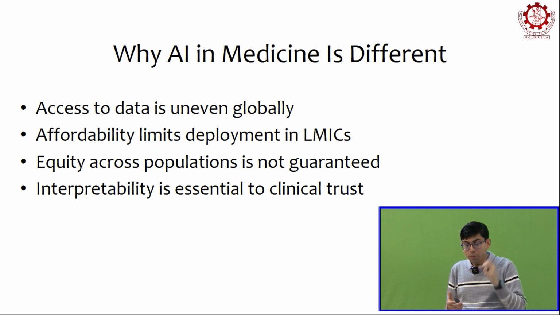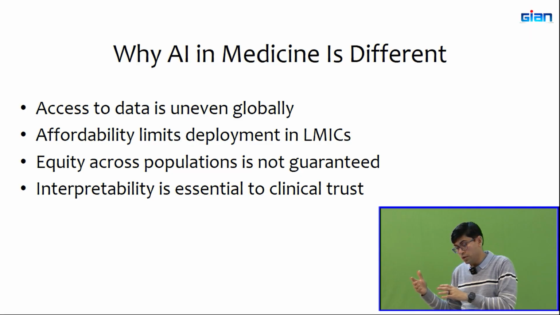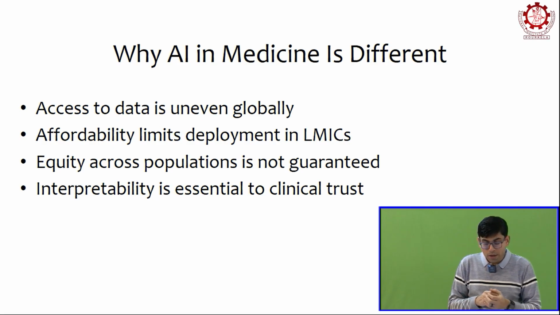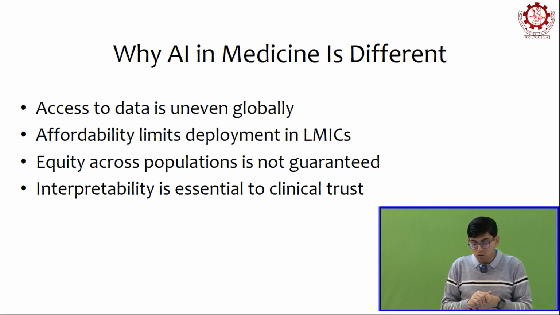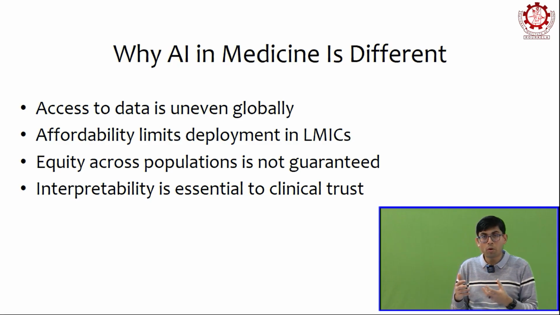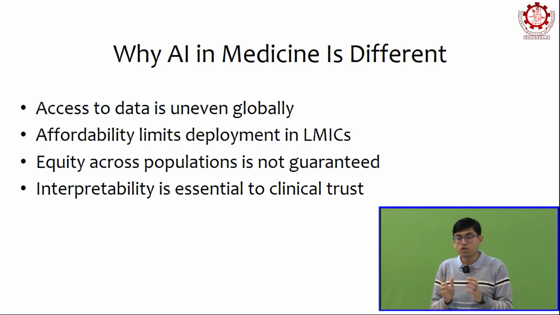Affordability limits deployment in low and middle income countries. So there are a lot of grants, at least in the US, where we can develop techniques that can be deployed in low and middle income countries. And equity across populations is not guaranteed. There can be differences in population, this heterogeneity that we spoke about, and interpretability is essential to clinical trust.